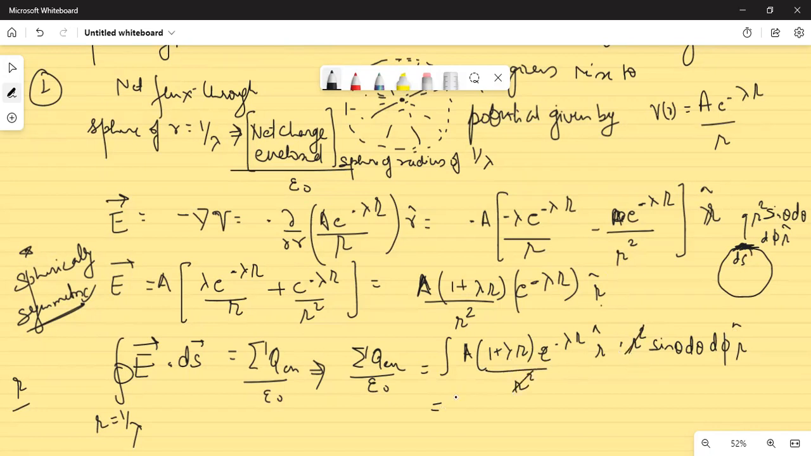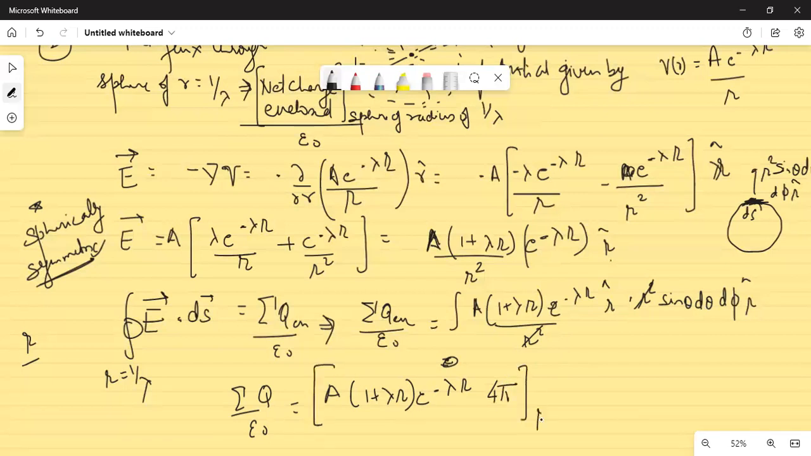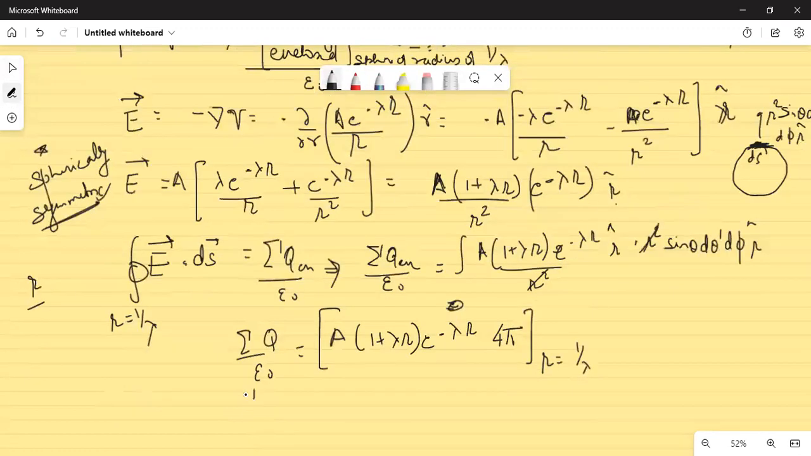So overall, this integration will come out as the summation q upon epsilon naught equals A into (1 plus lambda r) e to the power minus lambda r, then the integral of sine theta d theta d phi will give you 4 pi. All of these things we are evaluating at r equals 1 by lambda. See here, you do not have any dr term, so r is a constant here and you can take r outside.